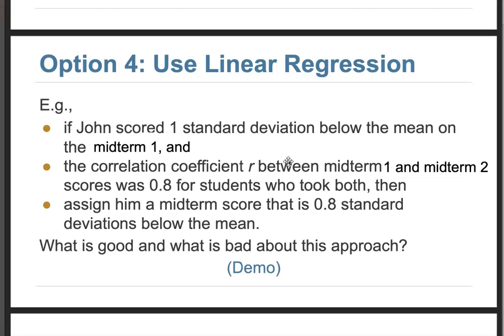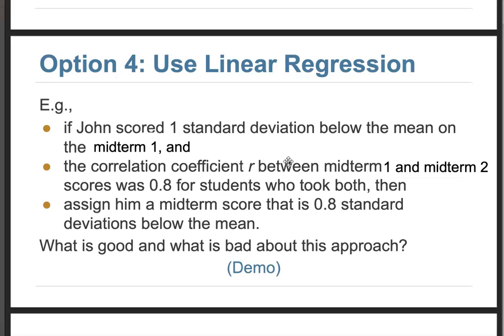So if midterm 1 and midterm 2 have the correlation coefficient R, then, for example, if John got 1 standard deviation below the mean on midterm 1, instead of using the same 1 standard deviation below, if the correlation coefficient is 0.8, then we just use 0.8 standard deviation below the mean. So that's the other approach.